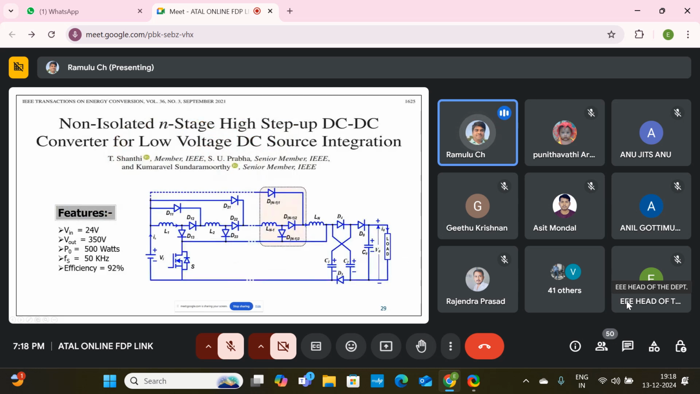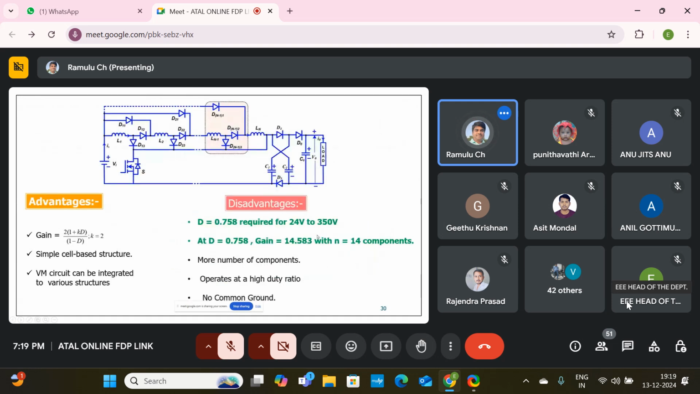Now coming to the second work. This is a non-isolated converter. In this non-isolated converter, this is the input and this is the output. You can observe, I am giving 24 volts input, but the output I am getting is 350 volts. The output power is 500 watts, with switching frequency and efficiency as shown. And this is the gain formula.